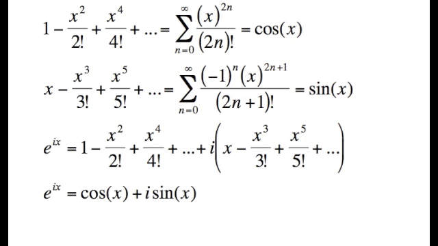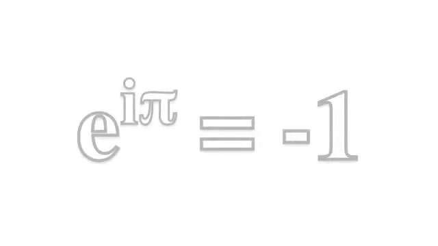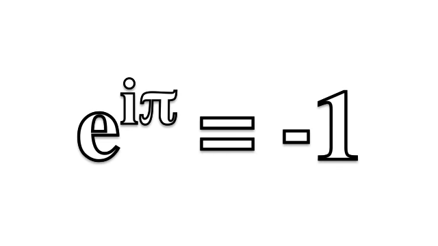Therefore, e to the power of ix is cosine of x plus i times sine of x. And that is where Euler's formula comes from, and therefore where Euler's equation comes from as well.